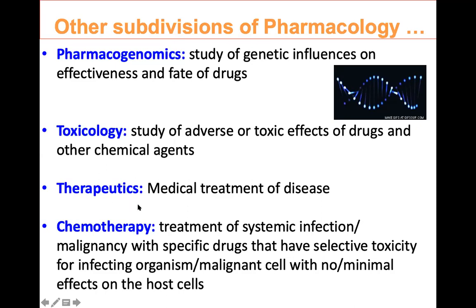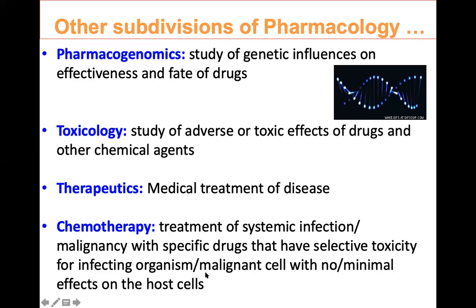Then there are therapeutics. Therapeutics means the medical treatment of a disease or a condition. So therapeutics deals with the medical treatment of disease. And chemotherapy deals with the treatment of infection or malignancy with specific drugs, which have a selective toxicity, meaning they are going to harm the infecting organism or malignant cells, and they are not going to harm the host cells.